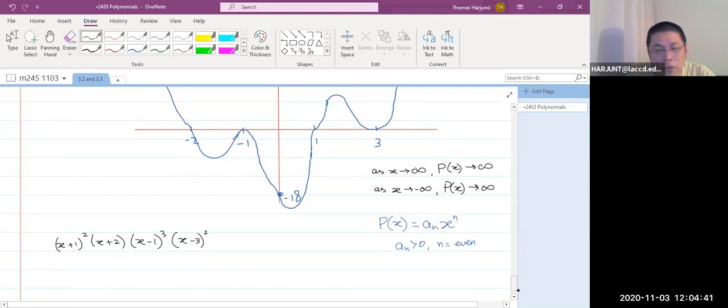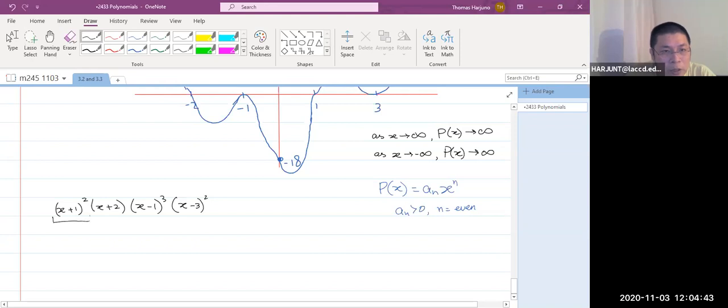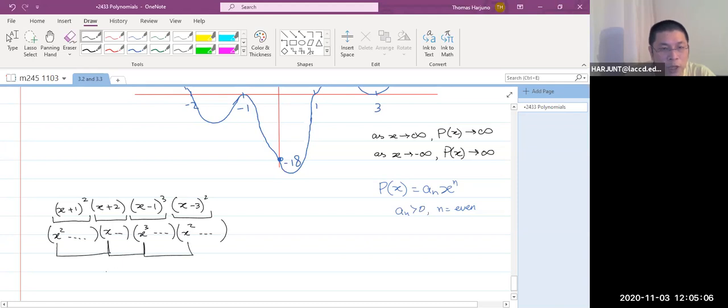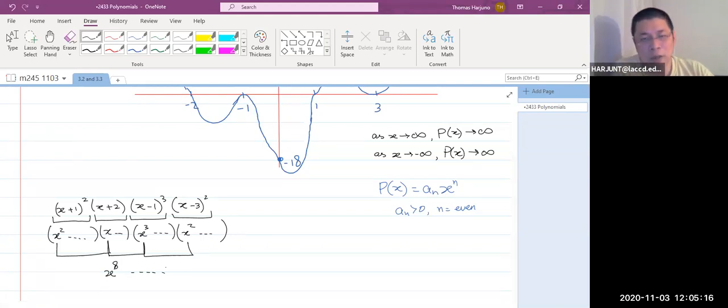Now, notice that when you FOIL this, you will get x squared something, multiplied by x something. And when you FOIL this, you get x cubed something. When you FOIL that, you will get x squared something. Now, when you multiply x squared by x cubed by x squared, you will get 1 x to the 8th. That's how we know that the leading coefficient is positive and the degree is even.